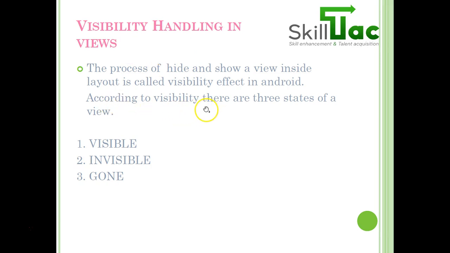According to visibility, there are three states of a view. The first one is visible, the second is invisible, and the third is gone. So basically there are three states in which visibility can be used. Visible and invisible states are pretty self-explanatory, but there could be confusion between the invisible state and the gone state. So let's study what these states mean with the help of a diagram.